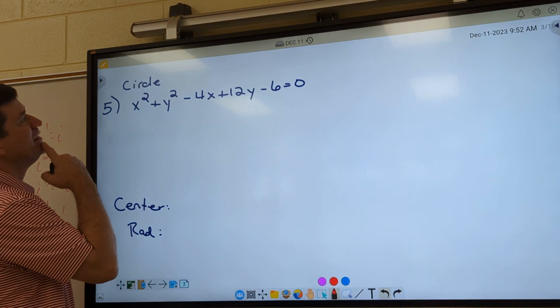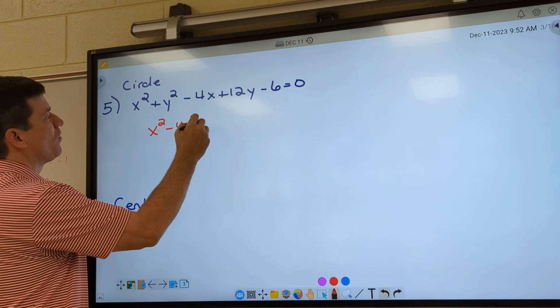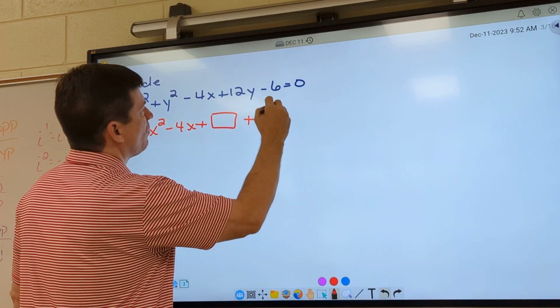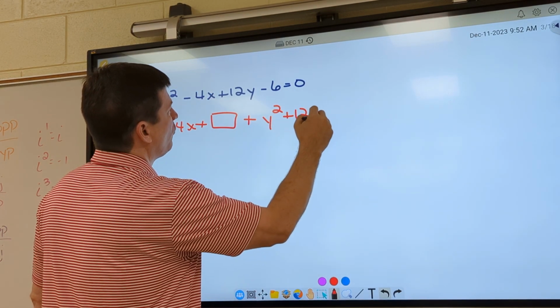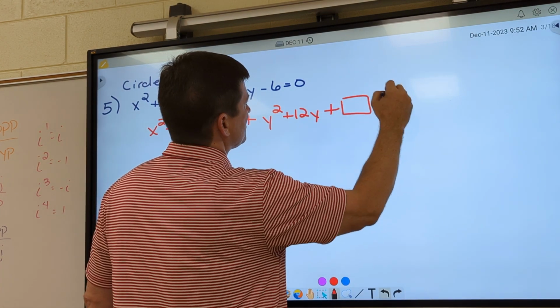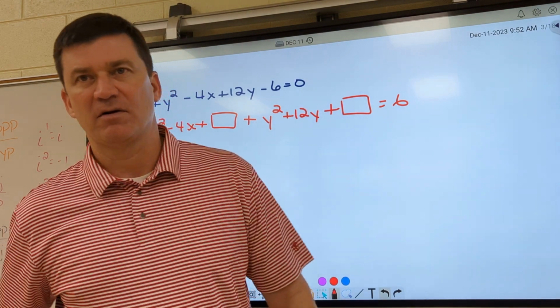All right, number 5, though, you'll have to do the work and set it up. So let's do number 5. Okay, I gotta get them into groups. So it's x squared minus 4x, then I put my box. y squared plus 12y, and I put my box. Move minus 6 over, it's positive 6. All right, I bet y'all can finish it from there.